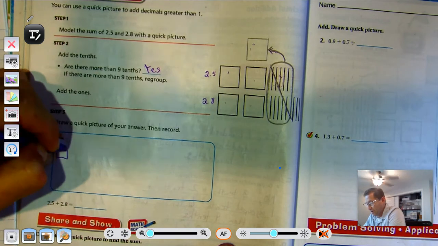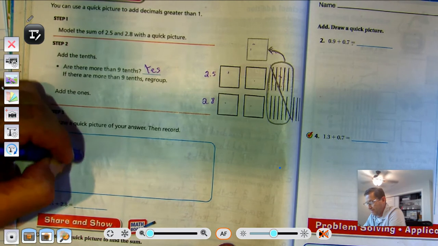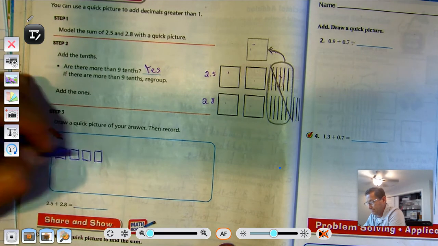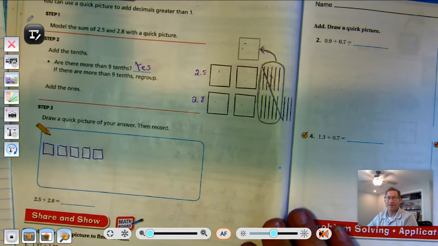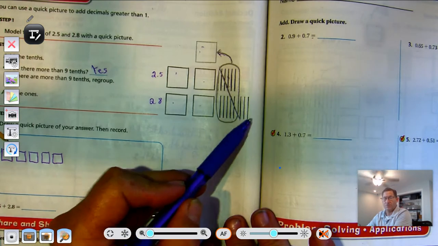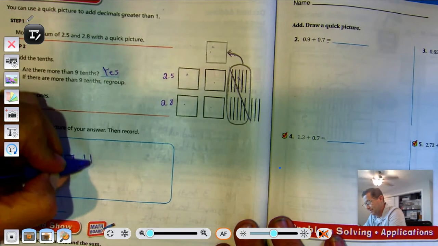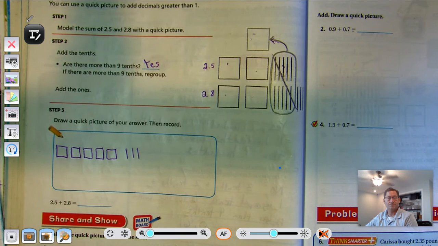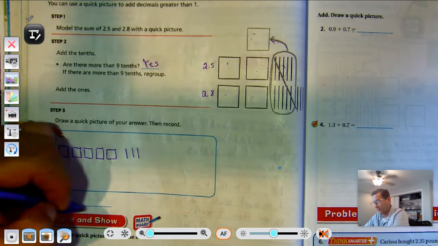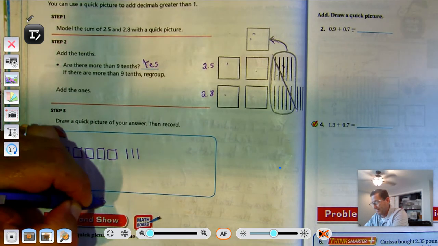Okay, so let's draw our answer. So we're going to have 5 ones. How many tenths do we have left? We have 1, 2, 3 tenths that was not regrouped. So what do we have? We have 5 and 3 tenths.